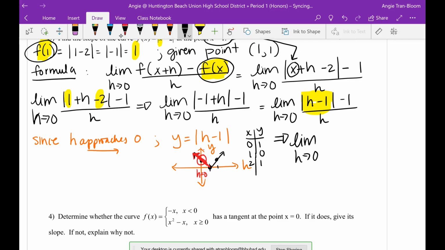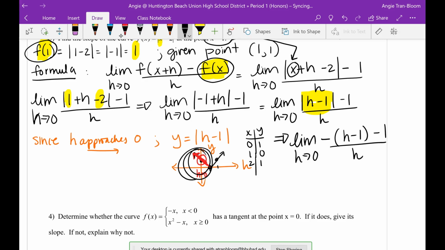When you have an absolute value, there are always 2 sides. One's a positive slope and one's a negative slope, okay? In this case, h approaches 0 happened to be the negative slope, which is right there. So I have to use the negative, okay, h minus 1, and then drop everything else down the same way.